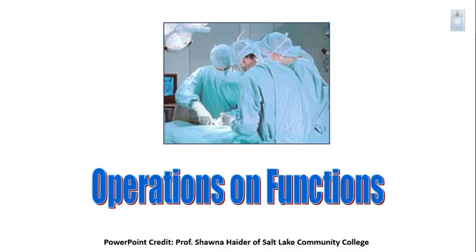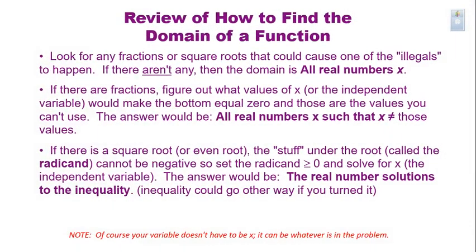Let's get started. So, as a quick review of previous lessons, you remember that there are some domain restrictions that we've studied before. In particular, two particular domain restrictions are that when you have a variable in the denominator, you must make sure that the denominator does not equal 0. Any variable that causes the denominator to equal 0 has to be removed from the domain.